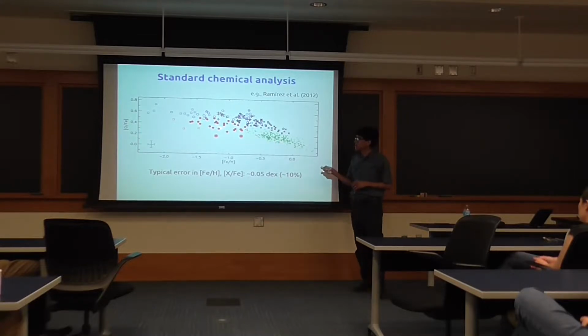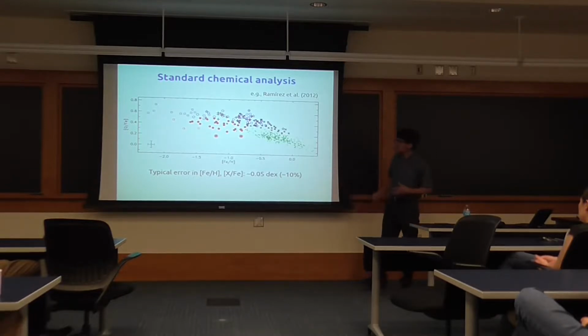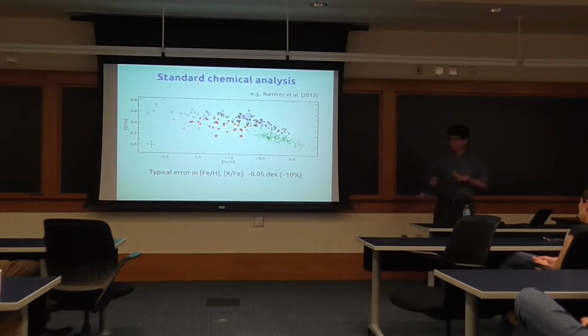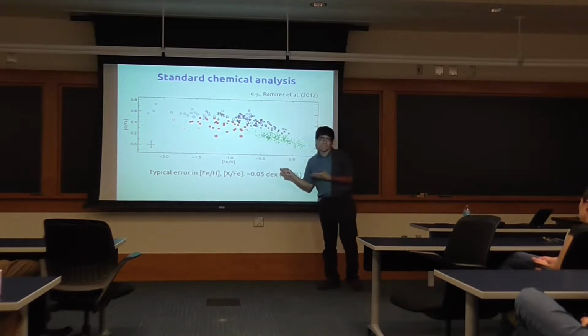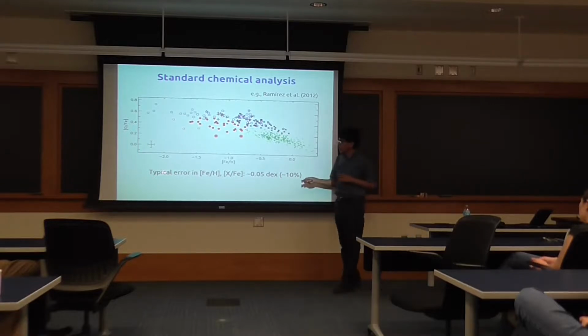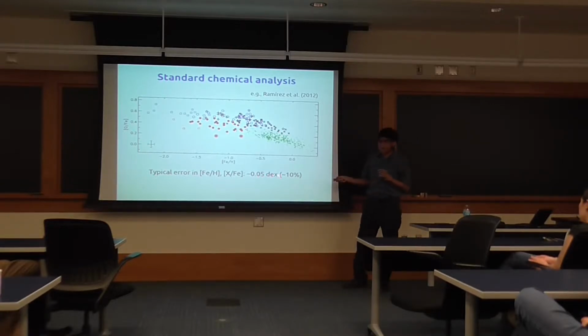Different colors here represent different populations that exist in the solar neighborhood. So we have the thin disk over here, we have the thick disk in black, and then the halo is subdivided into blue and red. And without going into the details, because that's not the main topic of this presentation, the point is that this kind of investigation, which is what we normally do in the standard chemical analysis, we only need to have an error bar of about 0.05 dex.